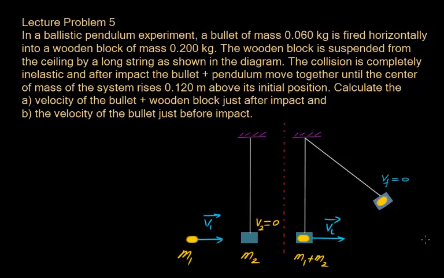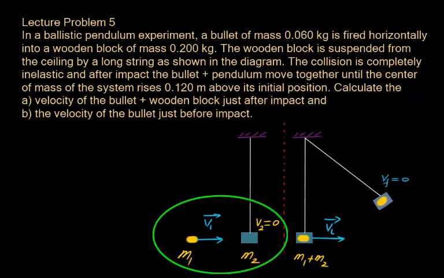Calculate the velocity of the bullet plus wooden block just after impact and the velocity of the bullet just before impact. In exam questions like this one would be limited to part B only, but here, because that's a lecture problem, we are showing you the intermediate steps, which is part A. This question is a multiple concept question.